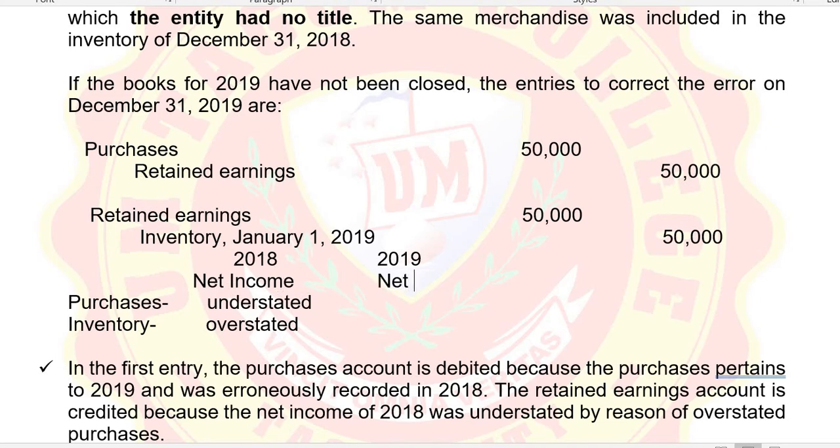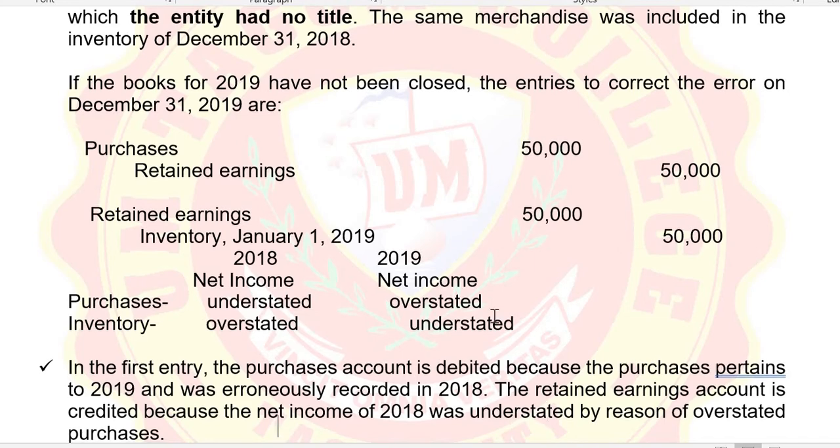Okay? For 2019. Okay. So, if understated yung purchases mo for 2018, then overstated yung purchases mo sa 2019. Diba? Then, if overstated yung inventory mo for 2018, overstated din yung beginning inventory mo, diba? Then, it results to understated net income. So, take note, na counterbalance lang din, no? Ng two errors. Counterbalance. So, you don't need to adjust. Okay?